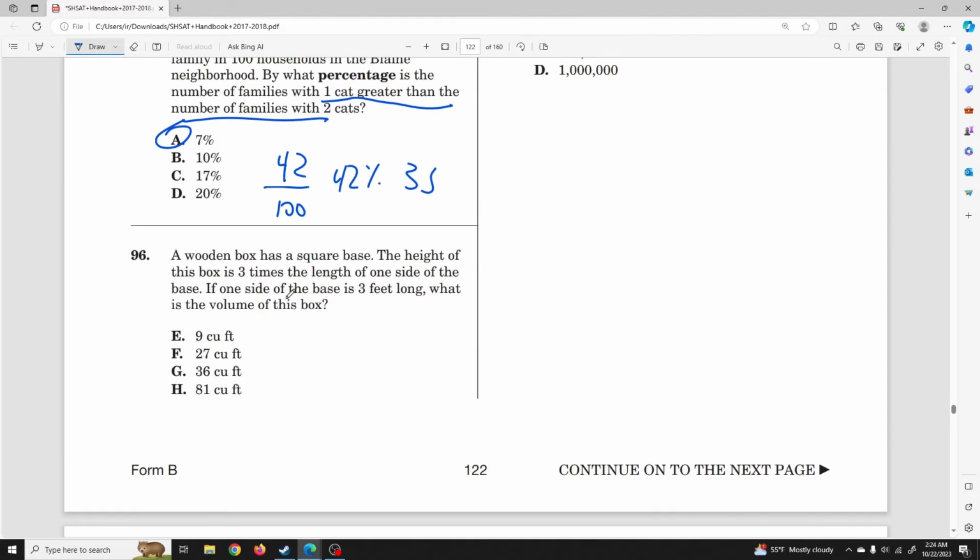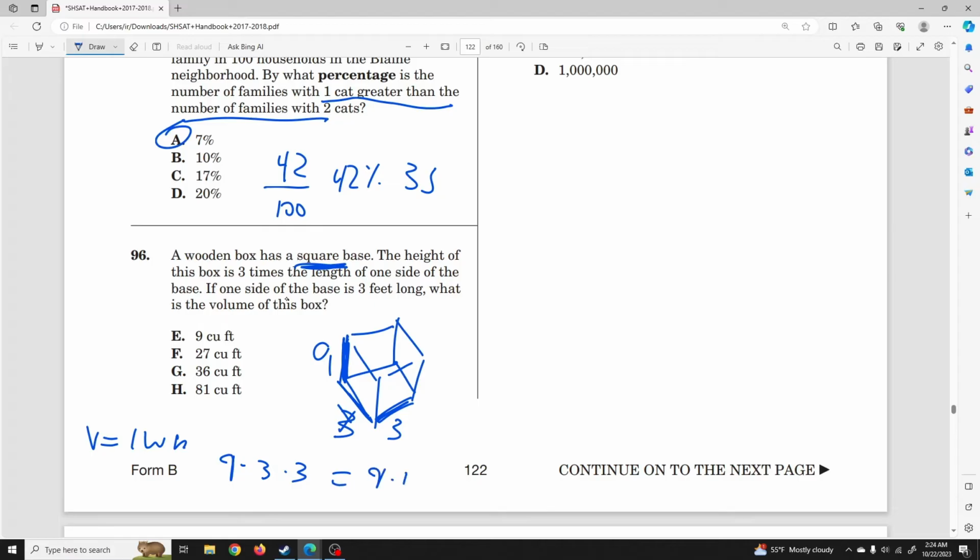Number 96, a wooden box with a square base. The height of the box is 3 times the length of one side of the base. Right, so let's just go ahead and draw that. So here's our box. The height of the box, so this value right here, is going to be 3 times the base. If one side of the base is 3 feet long, what is the volume? So it's a square, so if this is 3, that means that this is 3. And if the height is 3 times the base, 3 times 3 is 9. So here we have 9. Remember that volume is equal to LWH. So 9 times 3 times 3 is equal to 9 times 9, which is equal to 81.